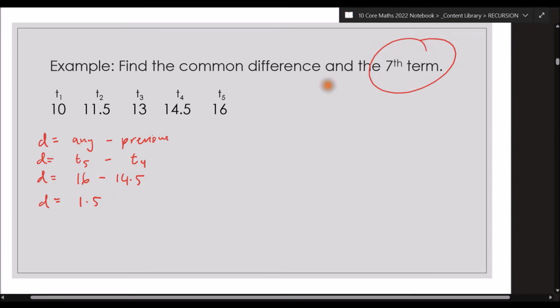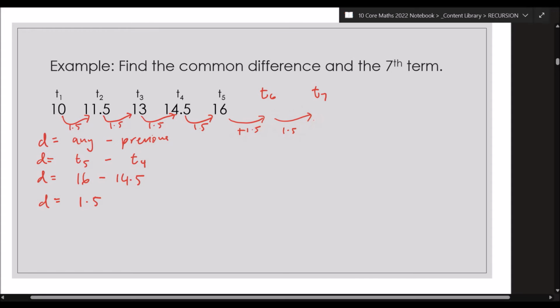Now we need to find the seventh term. We're given T5, and bear in mind that you're adding 1.5 to get the next number, because that's the common difference. So we're at T5, and in order to get T7, term number 7, we need to know what T6 is. That means we're adding 1.5 each time.